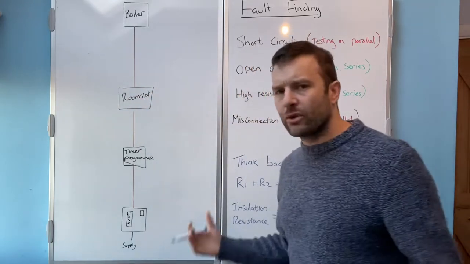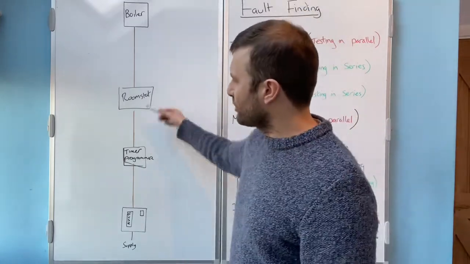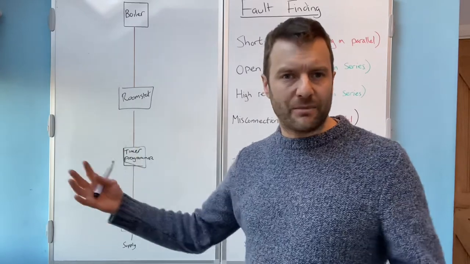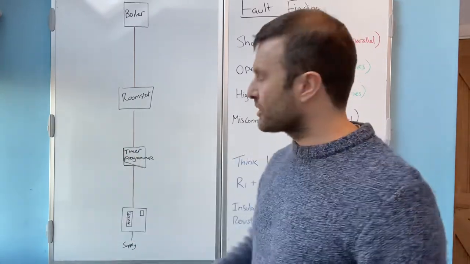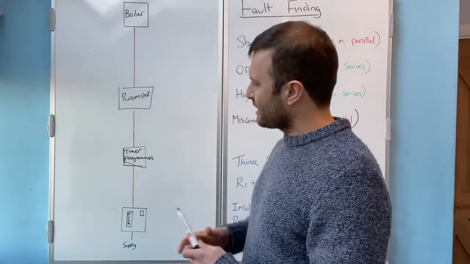Perfect. So now I've got a rheostat. I've got a timer, tells when it's going to come on. I've got a rheostat, which is going to switch it on and off as the room gets up to temperature. And that will fire up the boiler. Perfect. Now it is obviously a bit more complicated than that.